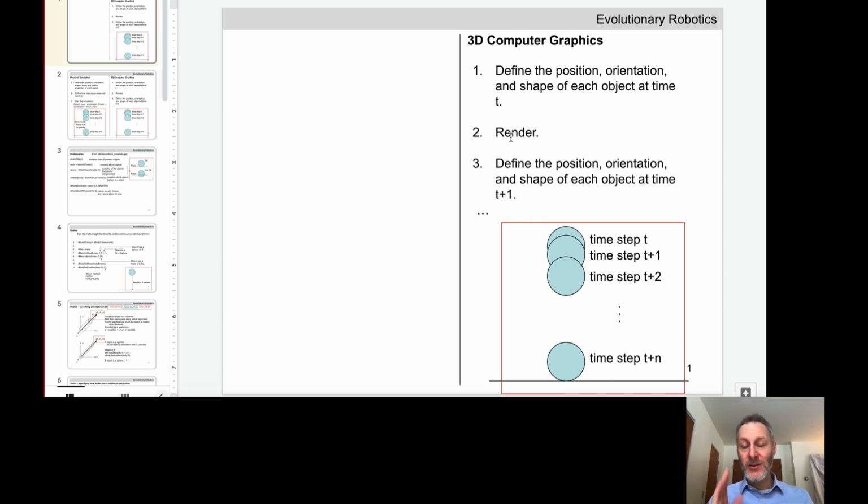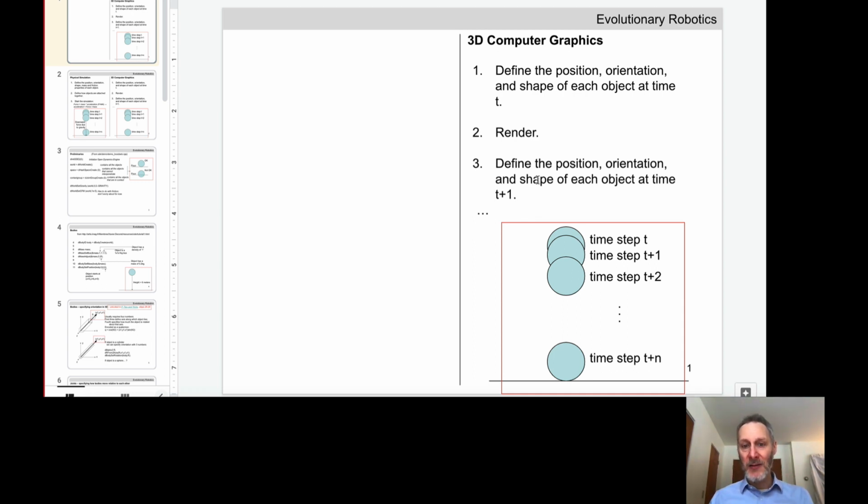It would render that frame, and then at the next frame, you would have to tell the computer how each object had changed from one frame to the other. So for example, if you wanted to simulate a ball that was placed above the ground and fell towards the ground, you would need to use 9.8 meters per second squared to work out how the vertical position of the object changed between time step t and t+1. So for every frame, you were defining, either directly or indirectly, depending on the 3D graphics engine you were using, the changes, the deltas in position, orientation, and shape of each object at the next time step.